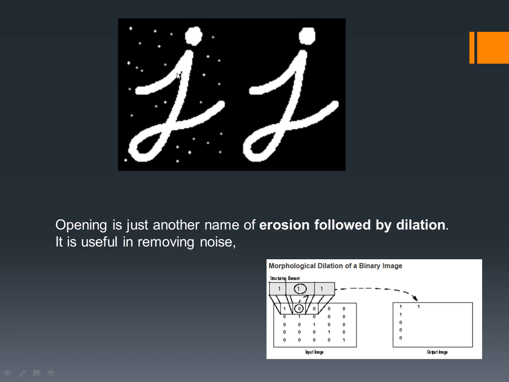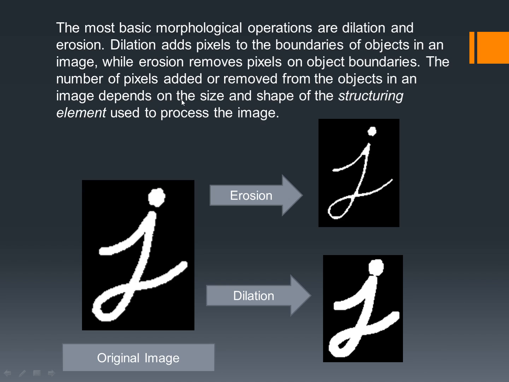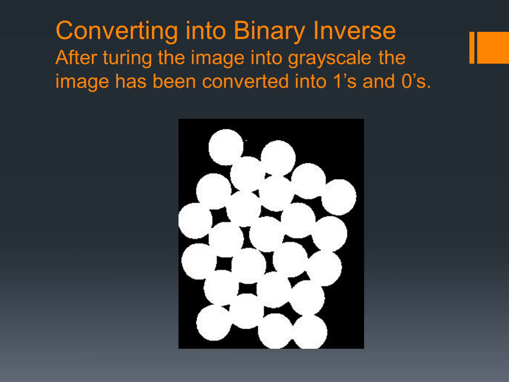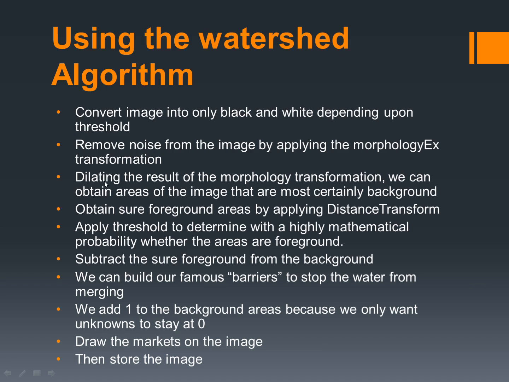And when dilation is done again, it becomes similar to the original image. So when erosion and dilation have been done, all the small noise is removed and we get a fresh image. This is what the opening method is doing for removing the noise. For the dilation result, we obtain the sure background, and for the foreground we're using the distance transform.